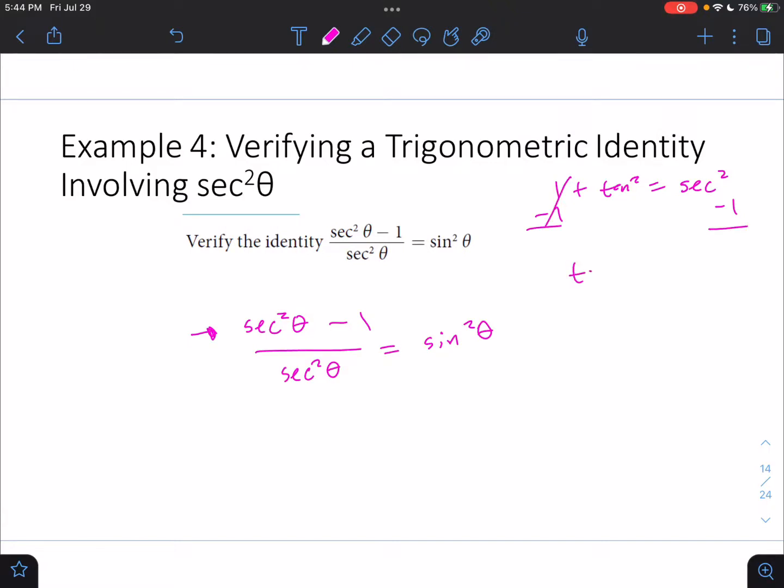Then I have tangent squared theta, in this case, is equal to secant squared theta minus 1. Well, I could substitute that for tangent squared, but I'm not sure where this will go. But that's part of the beauty of math. So let's try it. So this is the same as tangent squared theta, so I'm going to substitute that. Tangent squared theta over secant squared theta. Does this equal sine squared theta?